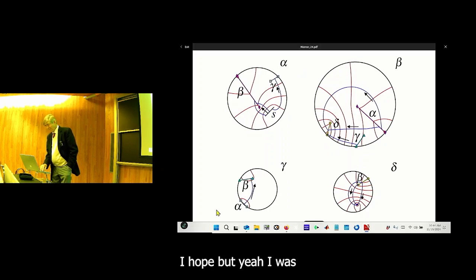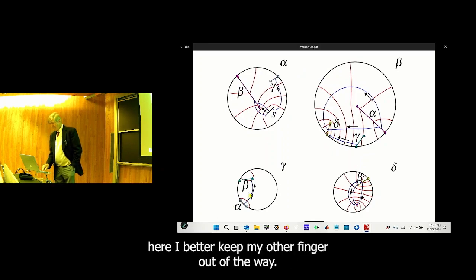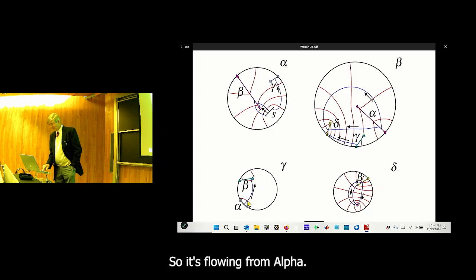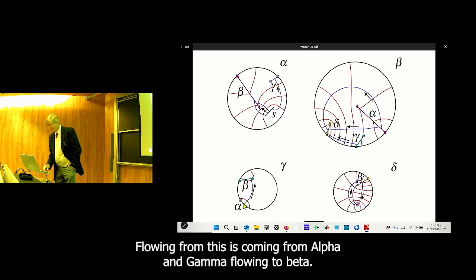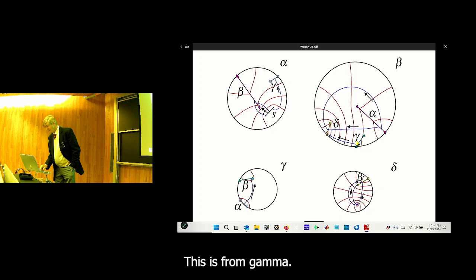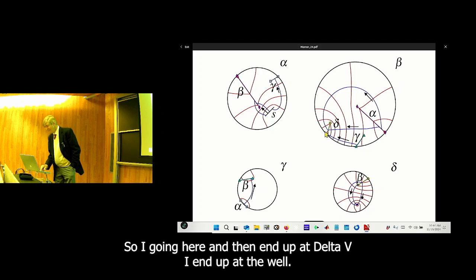I hope, I was here. Ooh, I better keep my other finger out of the way here. So it's flowing from alpha, we were here, into gamma. This is coming from alpha in gamma, flowing to beta, I come somewhere out of beta, this is from gamma, so I'm going here, and then end up at delta, where I end up at the well.